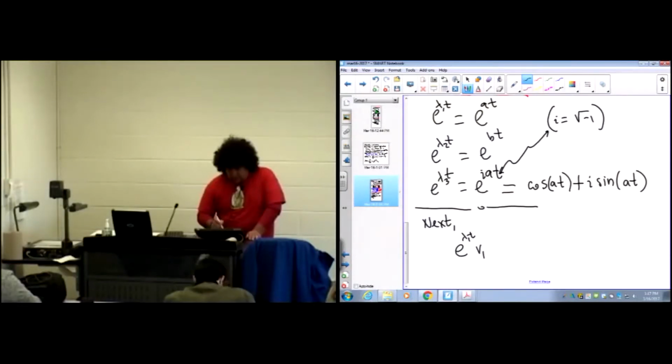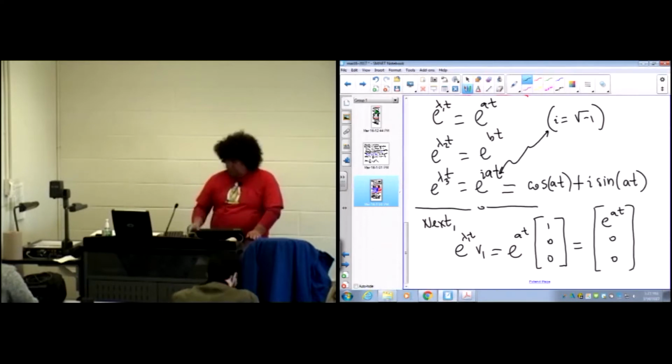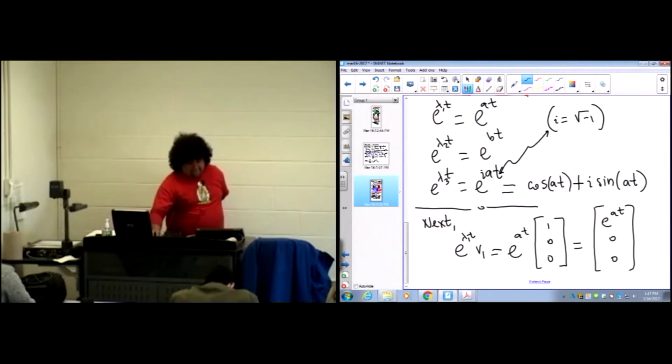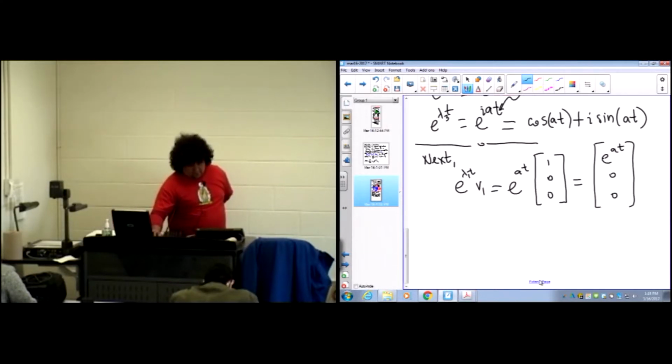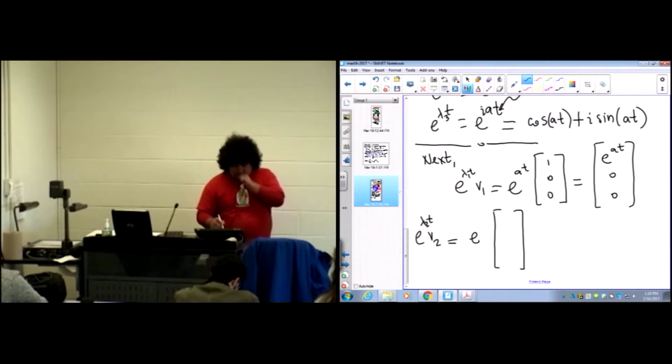Also, we're going to compute e to the lambda 2t times v2. So e to the lambda 2t is e to the bt, and v sub 2 is the vector 0, 1, 0, and this becomes 0, e to the bt, 0. And then the last scalar vector multiplication, e to the lambda 3t times v sub 3.